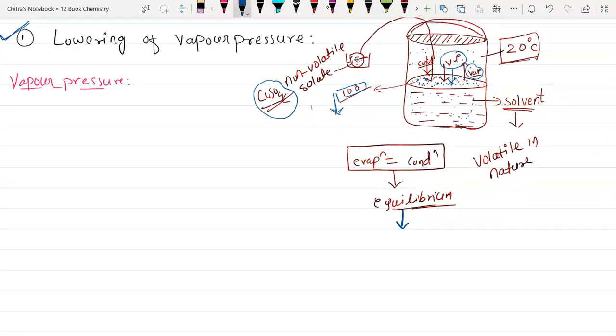Okay, what is equilibrium? At a constant temperature, beta, it is always possible at a constant temperature only. That's why we have to write here: at a constant temperature.